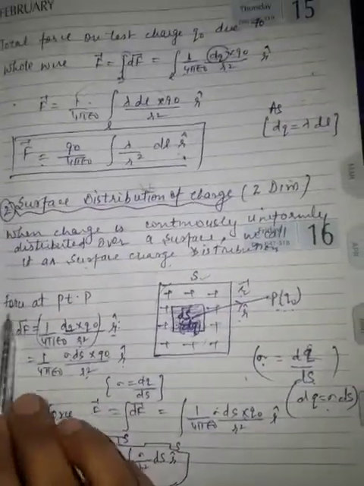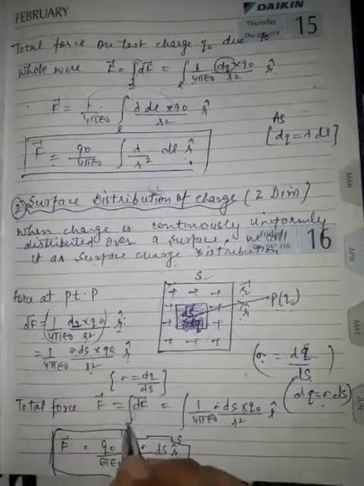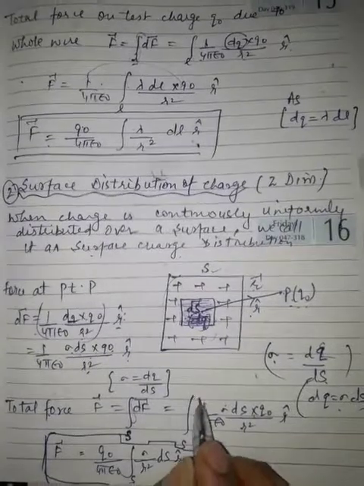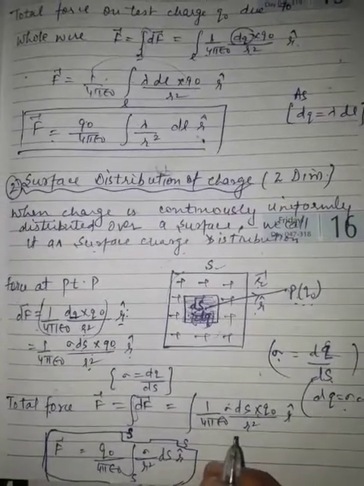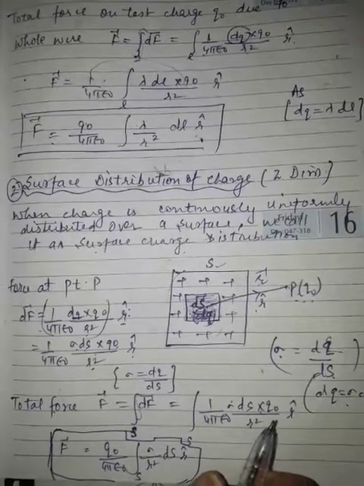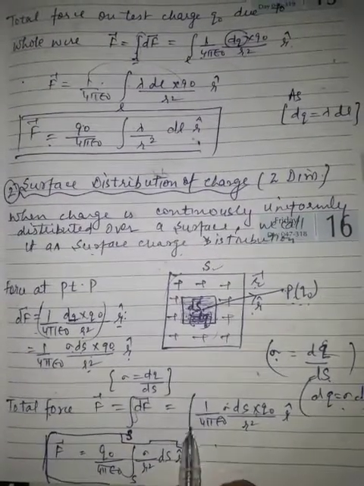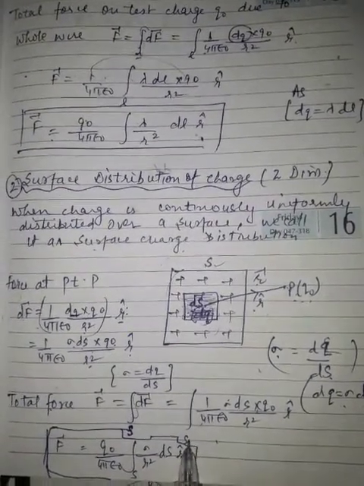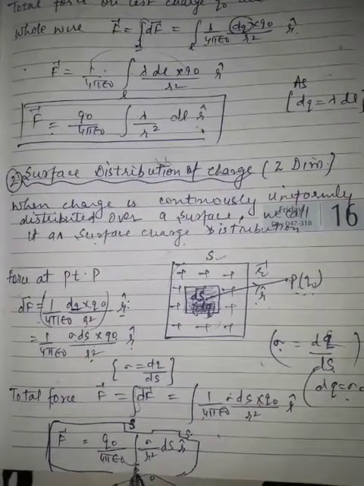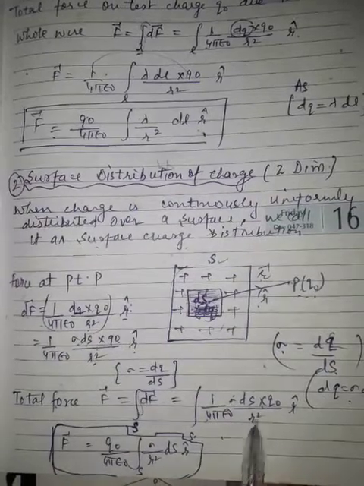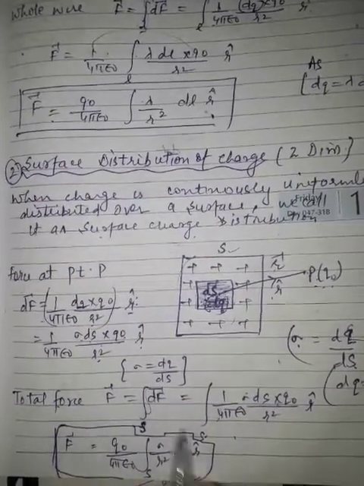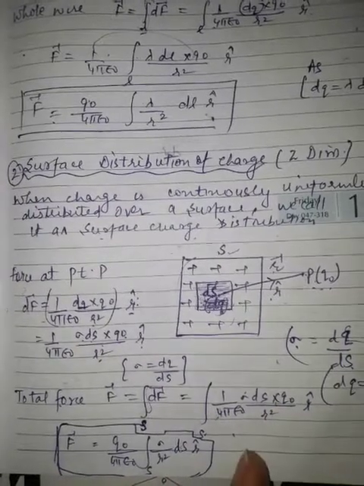The total force, how to find out the total force? We will simply integrate over a surface S. This integration is called a surface integral. When you do the integration over a length, it is called a line integral. When you do an integration over a surface, it is called a surface integral. Q naught by 4 pi epsilon naught will come outside, and inside the surface integral of sigma by r square into ds into r cap. This is the force due to the surface distribution of charge.